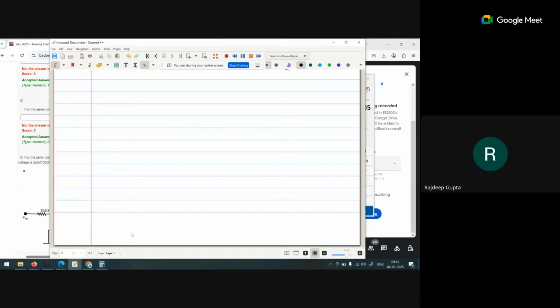So which kind of particular problems will be there in quiz 2? In quiz 2, one problem from week 8, one problem from week 7, and one problem from weeks 5 and 6. So only three problems are there, each of 10 marks, with subparts.